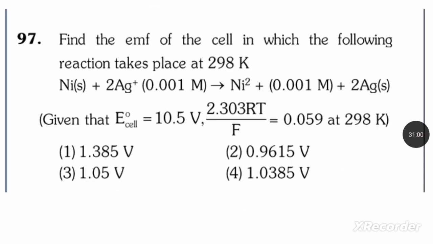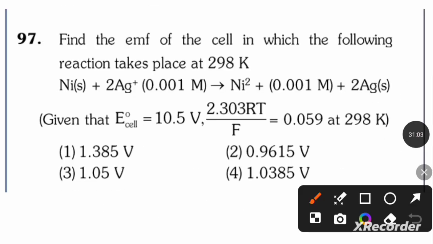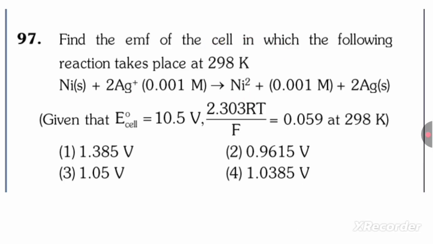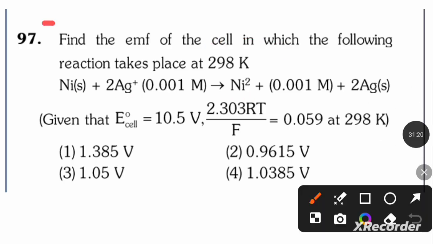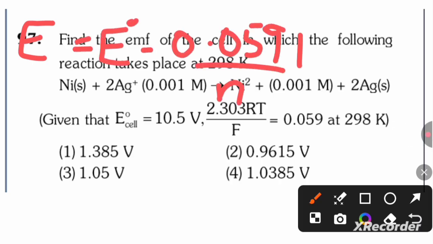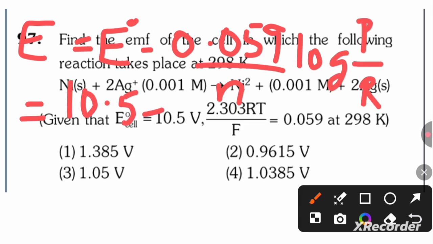Next question from electrochemistry, find the EMF of the cell in which the following reaction takes place. So you can see here nickel converts to nickel ion, so n value is 2, number of electrons is 2. E0 value has been given, product side ion is nickel ion and reactant side ion is silver ion. So we have to use here the Nernst equation. So the formula is E cell is equal to E0 cell minus 0.059 divided by n log of concentration of product divided by concentration of reactant. So E0 value is given, that is 10.5, minus 0.059 divided by n. n means number of electrons, that is 2.